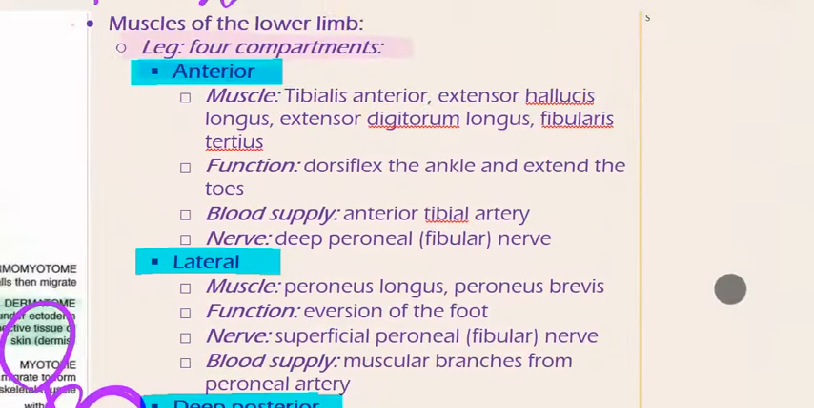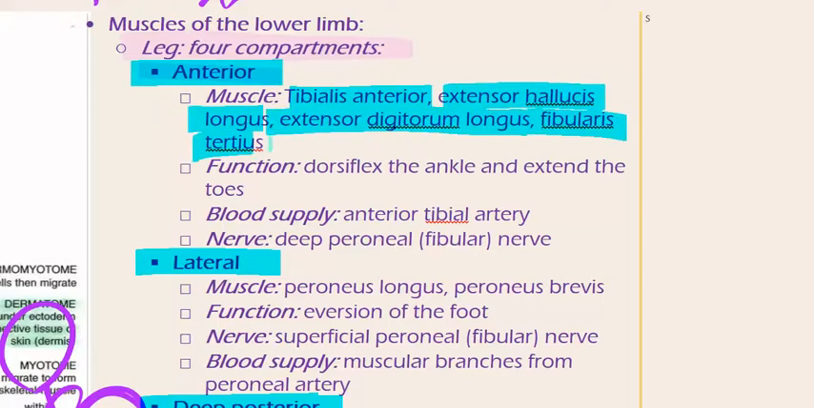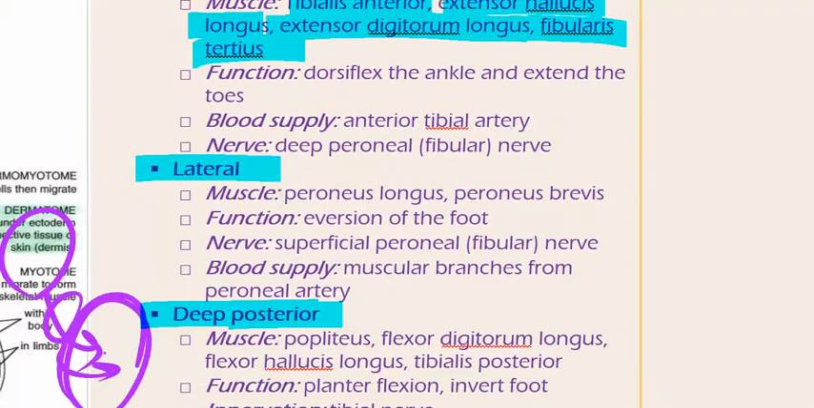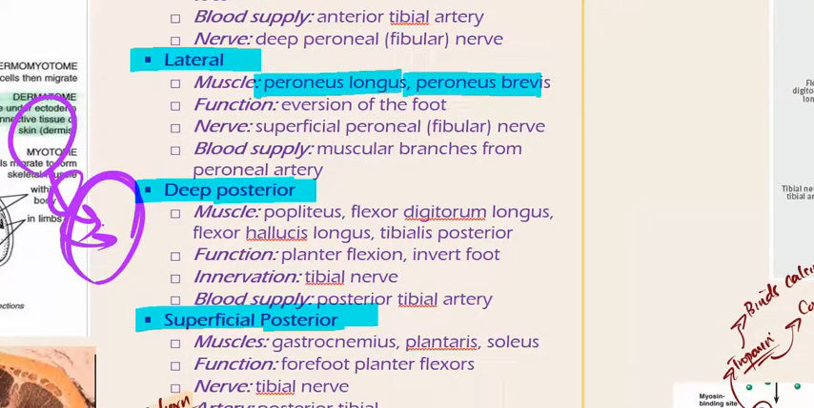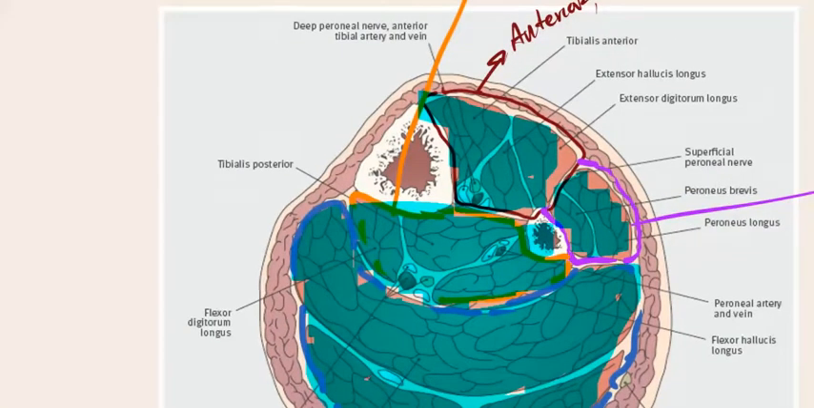Okay. Now looking at the anterior, what muscles do we have? We have tibialis anterior, extensor hallucis longus, extensor digitorum longus, fibularis tertius. Looking at the lateral, we have peroneus longus, peroneus brevis. And looking at the deep posterior, we're going to have the popliteus, the flexor digitorum longus, the flexor hallucis longus, tibialis posterior. Okay, I'm just going to try to relate some of these to make this a little bit easier for you guys, memorizing wise.